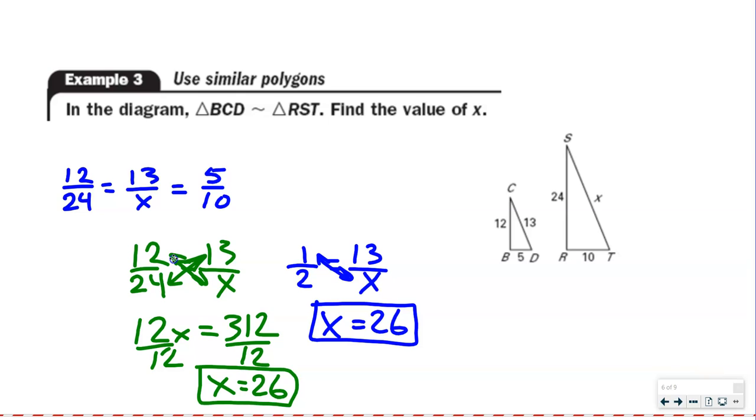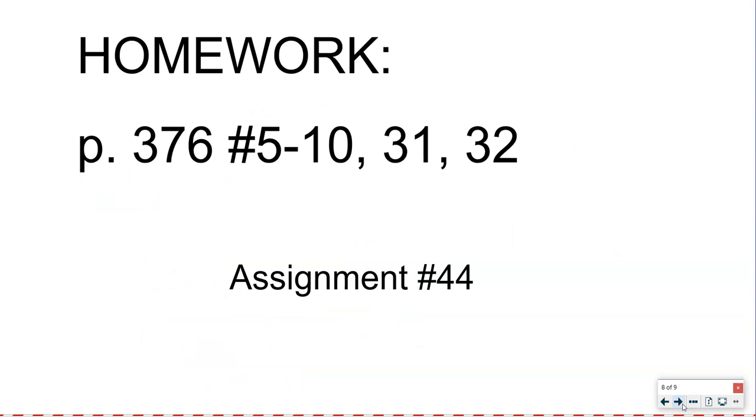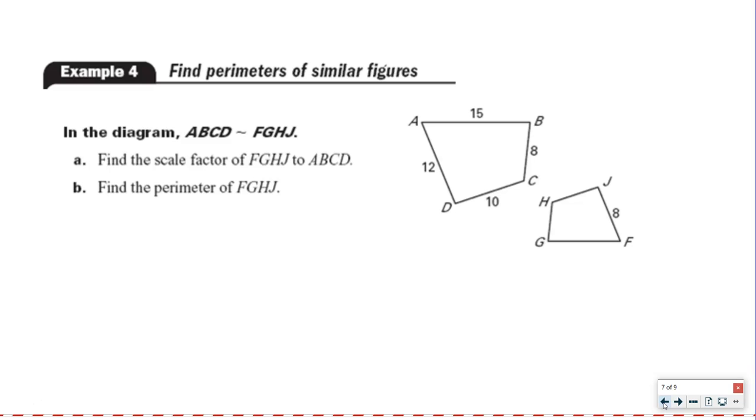That was finding the value of x. Next, we want to find the perimeter of similar figures. In the diagram, we're told that ABCD is similar to FGHJ. We need to find the scale factor of FGHJ to ABCD. Notice they told us which number they want on top: they want FGHJ on top, so we are dealing with the smaller one on top. And then find the perimeter of FGHJ.